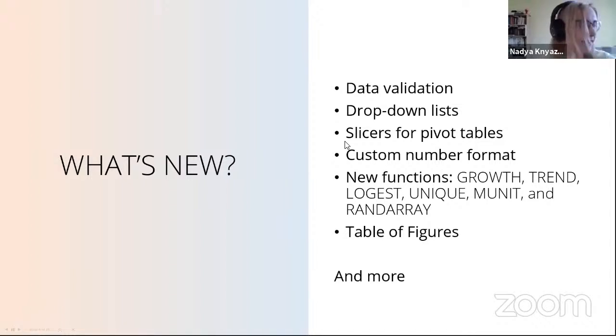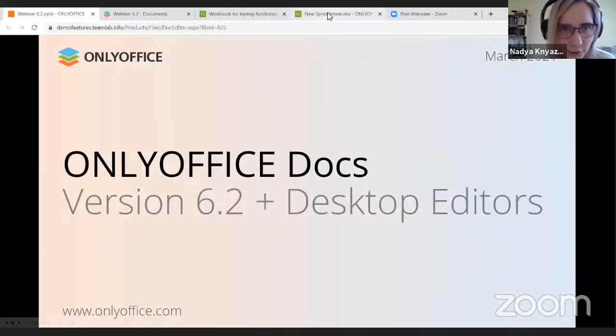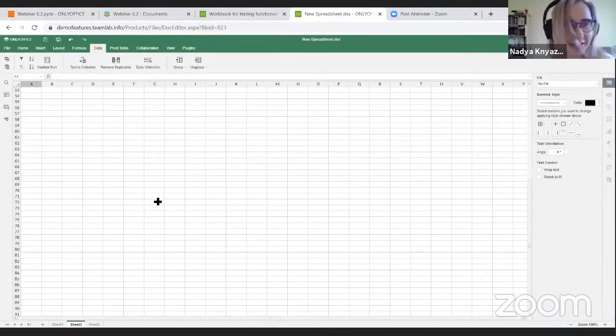Let's talk about the major updates available in the online ONLYOFFICE Docs and the desktop editors. In this version, we added a lot of highly requested features, as you can see on the slide. And let's start with the first one. It's data validation. It helps you restrict the type of data entered into a cell. And I guess I will show you on the spreadsheet.